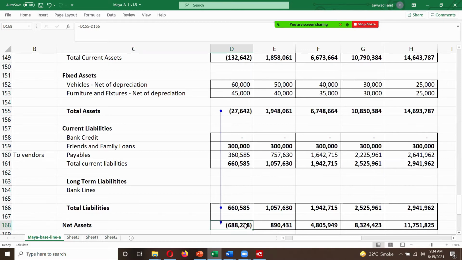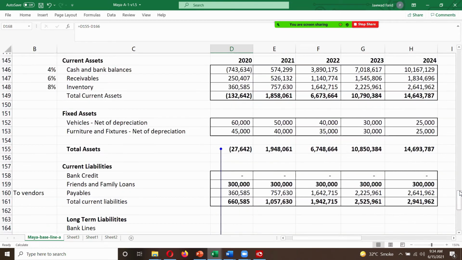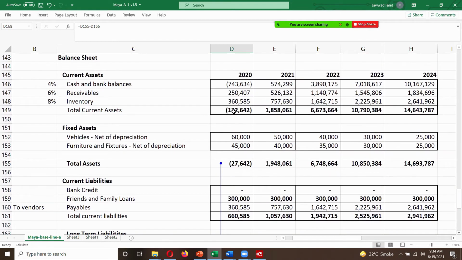Why? Where is this hole coming from? I've got this number here, and I've got this number here. So I'm not sure where these numbers are coming from, right? In this specific case, the reason you have a big hole in the balance sheet is simply because your cash and bank balances are modeled incorrectly.